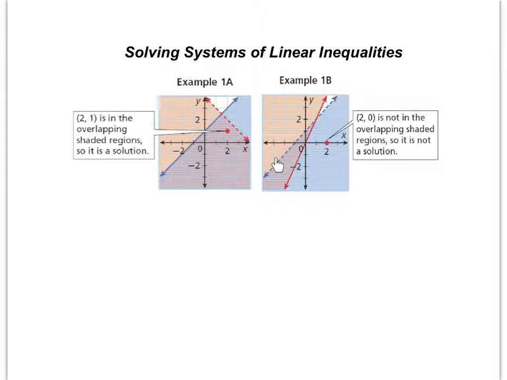We had a blue dotted line right here. Looks like we shaded everything to the right or below that line. Our region that meets both criteria is this little wedge right here. Okay, so any point inside that wedge is a solution to the system, and any point not in that wedge is not a solution to the system.